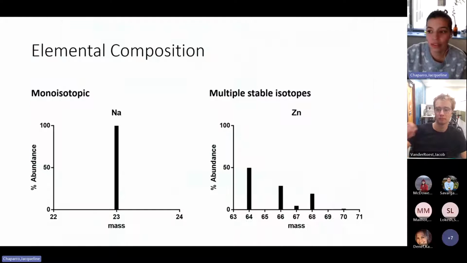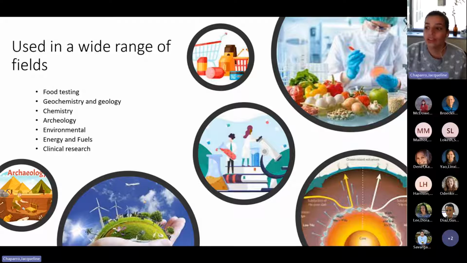And so you have different types of elements. You have something like sodium, which is monoisotopic, which means it only has one isotope that you can measure, whereas you could have something like zinc, which is comprised of multiple different isotopes, such as zinc 64, zinc 66, 67, 68, and 70, and they all have different relative intensities or abundances that are naturally occurring here on Earth.